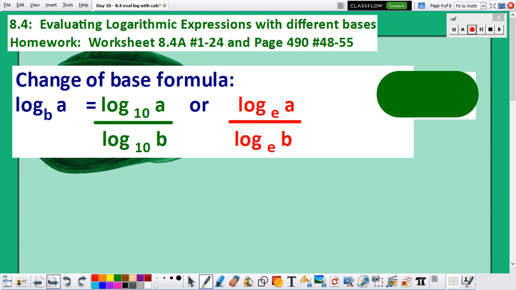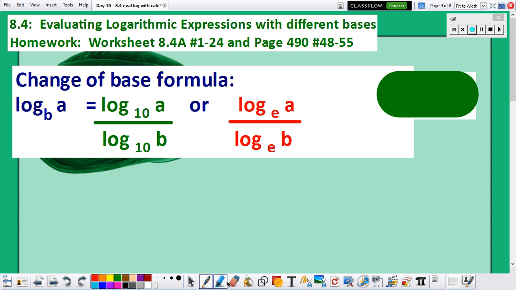All right, the next thing we're going to talk about is the change of base formula, because we need to be able to use our calculator if we're not working in base 10. So I want everyone to take a minute and write down the change of base formula. Pause the video if you have to.